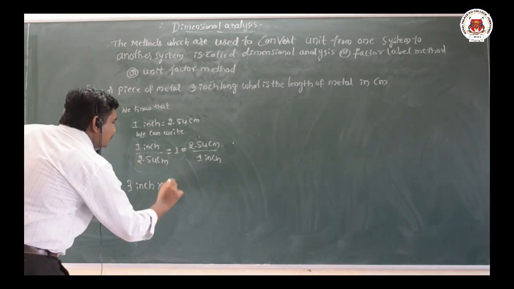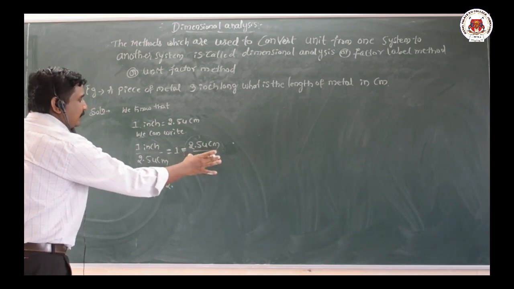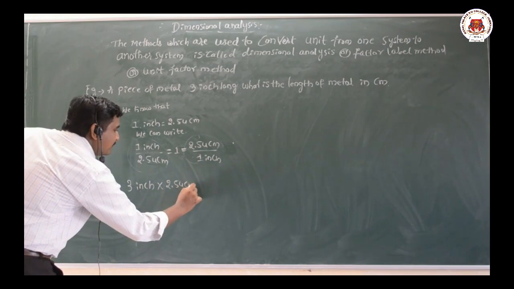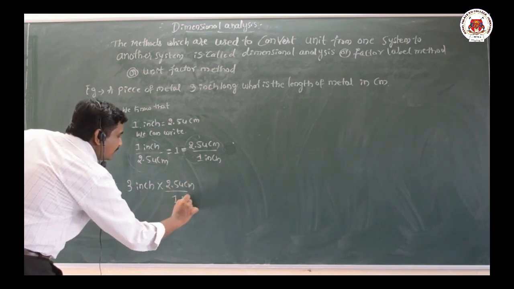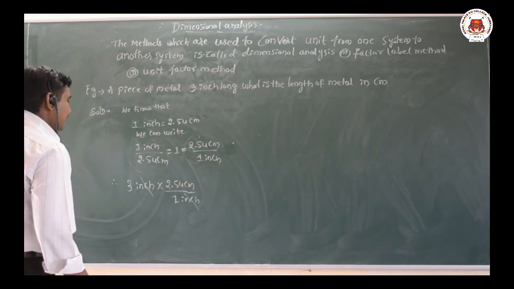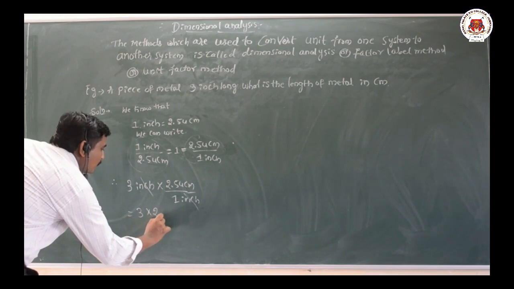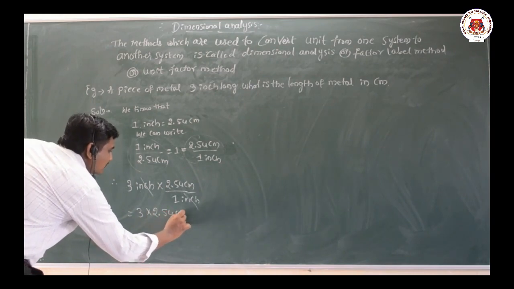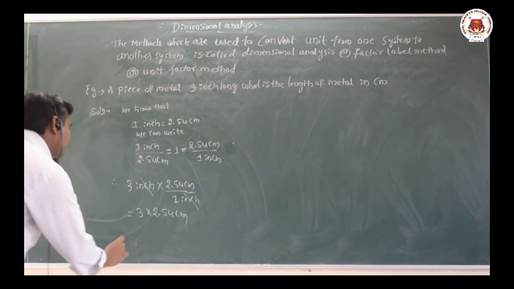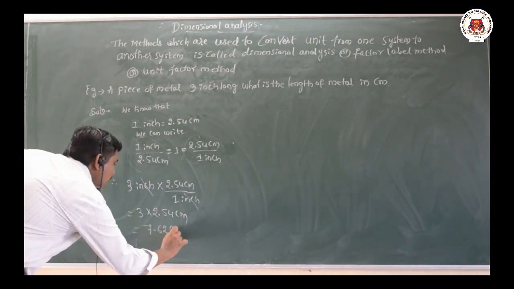So here there are 2 unit factors, so you can take this unit factor, because here I will write 2.54 centimeter divided by 1 inch. So inch into inch cancel each other, hence that equals what here? 3 into 2.54 centimeter. 3 into 2.54 centimeter, that equals 7.62 centimeter.